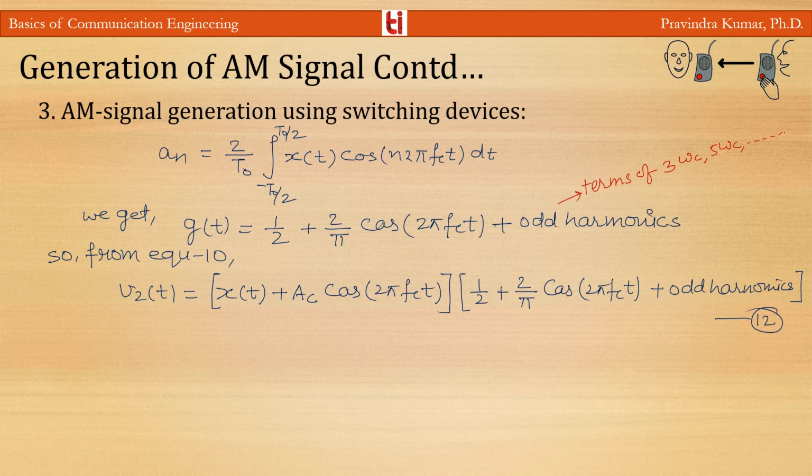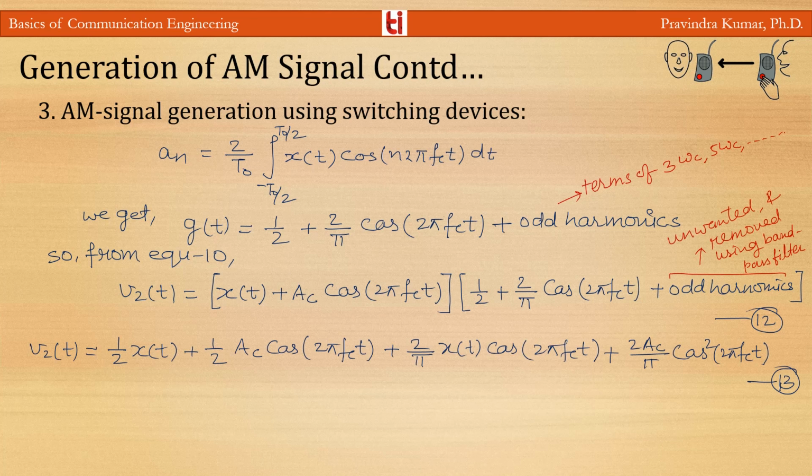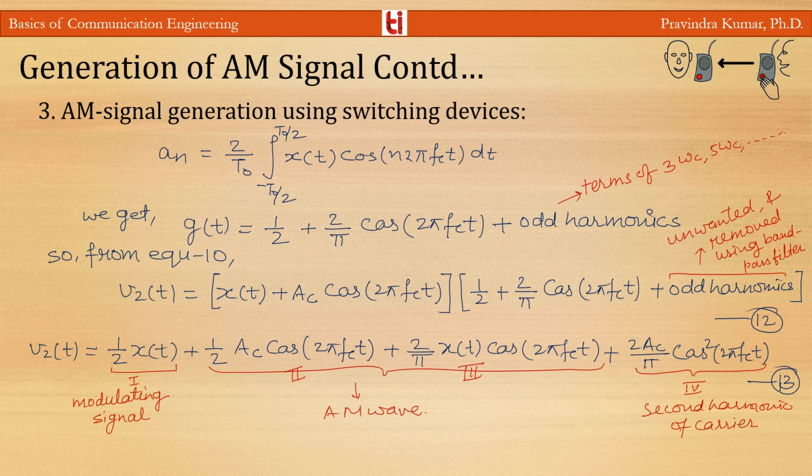The odd harmonics in this expression are unwanted and are assumed to be eliminated using a band pass filter. So the output will be 1/2 x(t) + 1/2 Ac cos 2 pi fc t + 2/pi x(t) cos 2 pi fc t + 2Ac/pi cos square 2 pi fc t. Here the first term is the modulating signal, the fourth term is the second harmonic of the carrier, and the second and third terms correspond to the AM signal.